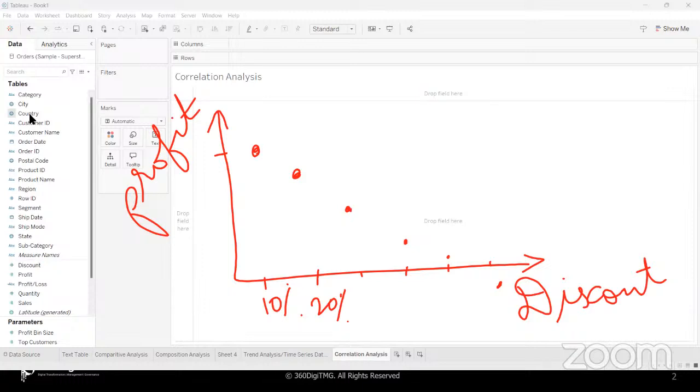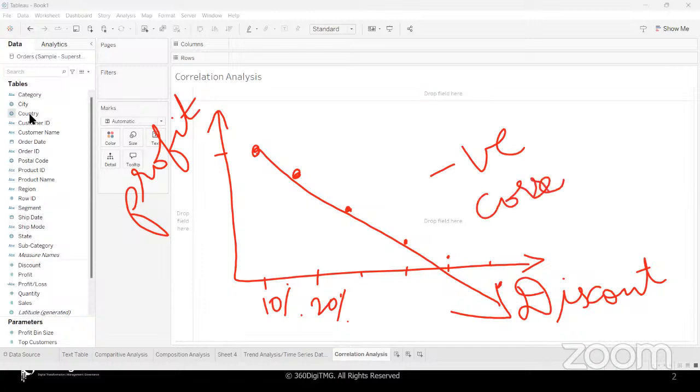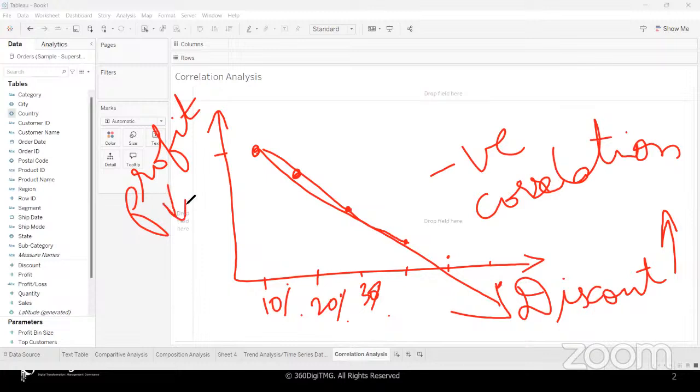So what is the relationship between discount and profit? There is a downward relationship. There is a negative correlation. Why? Because as the value of discount increases, the value of profit is steadily decreasing. Increasing one value is leading to decline of another value. They are inversely proportional to each other. So there is a negative correlation between them.